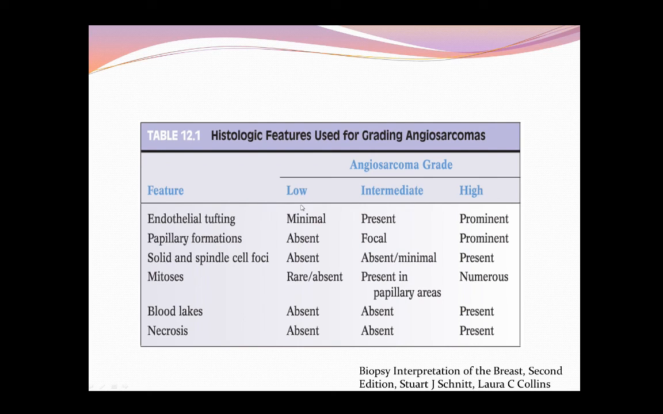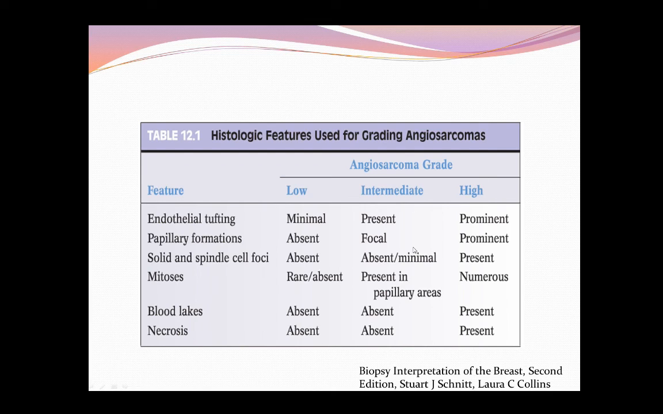Usually low grade is when there are just simple anastomosing vascular channels lined by atypical hyperchromatic cells, no endothelial tufting, no papillary formation, no solid areas or spindle cell foci. Mitosis is rare, and there is absence of blood lakes, or stromal hemorrhage, and absence of necrosis.